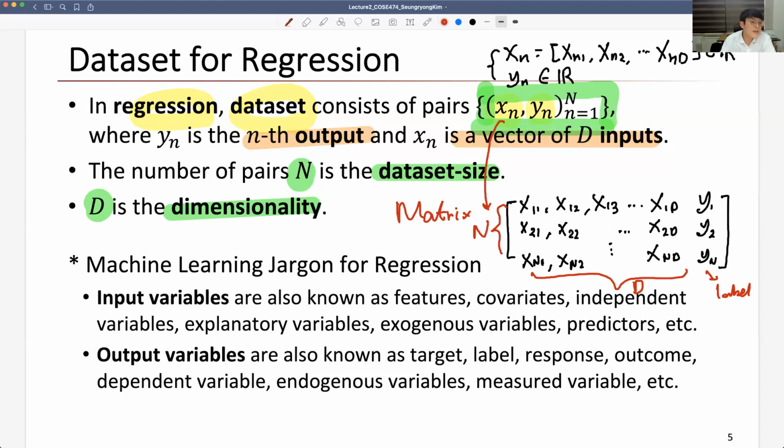So in machine learning, the input variable is also known as a feature, covariate, independent variable, explanatory variable, exogenous variable, or predictor. And the output variable is also known as the target, label, response, output, dependent variable, or measured variable. So this is the jargon for the regression task.